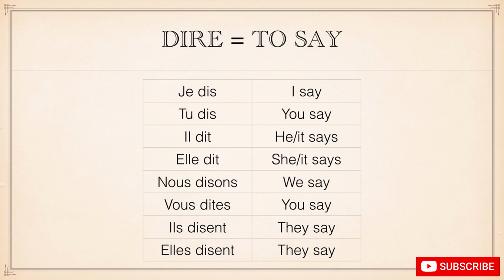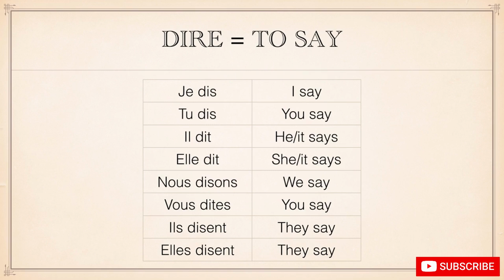So dire is conjugated in this way. Unfortunately, as you can see, all of these will be irregular. So I'll just read out the conjugations and then try and take some notes. And then if you need to review it again, just watch the video again to take down the conjugations.